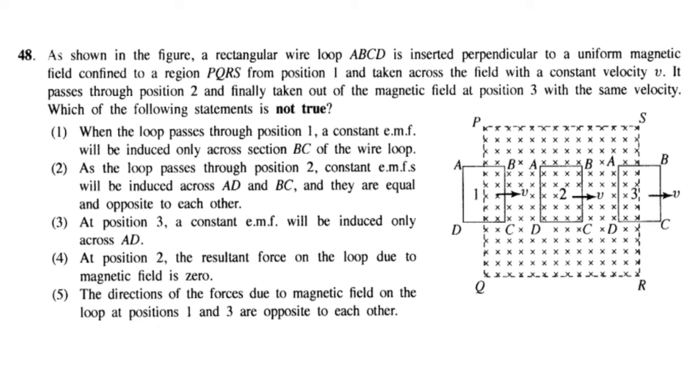2. As the loop passes through position 2, constant EMFs will be induced across AD and BC and they are equal and opposite to each other. Now, at position 2, there will be an induced EMF across BC and across AD, similar to position 1. Now we want to see the direction of this induced EMF. To find the direction of the induced EMF, you have to use Fleming's right-hand rule.